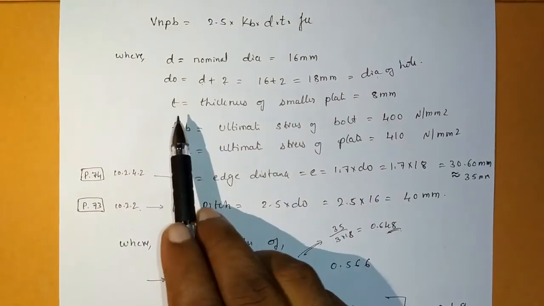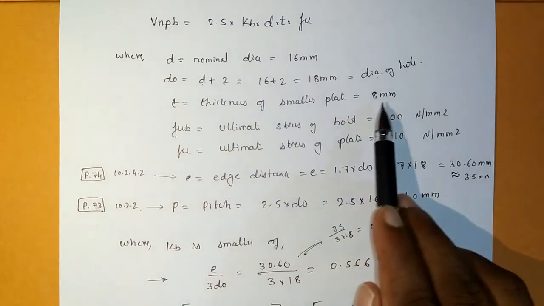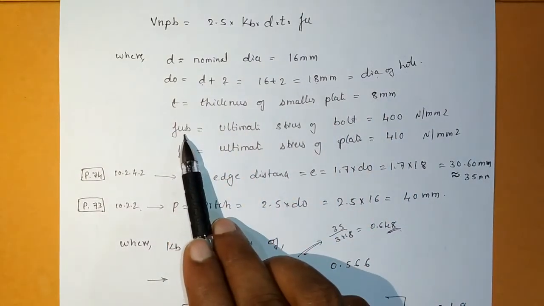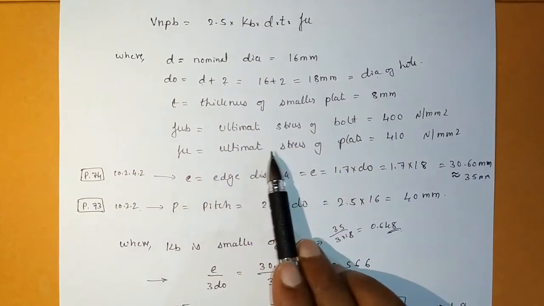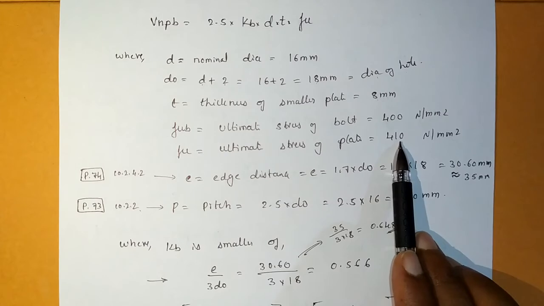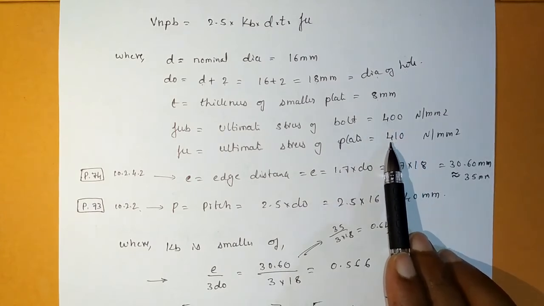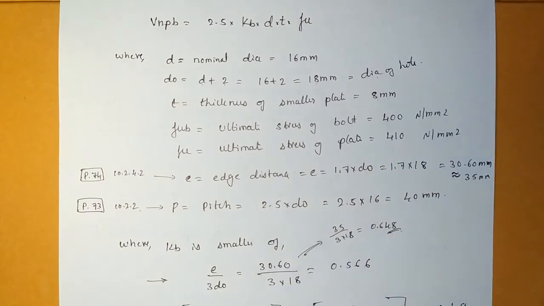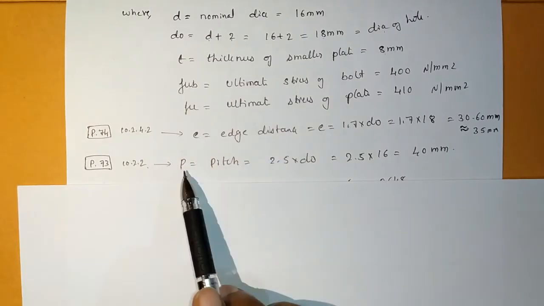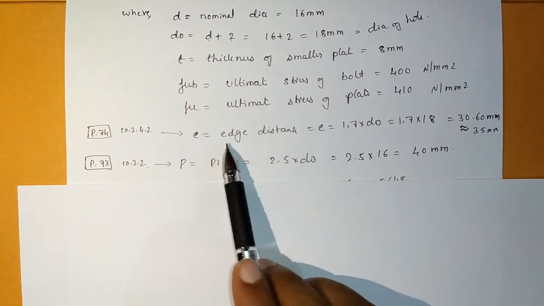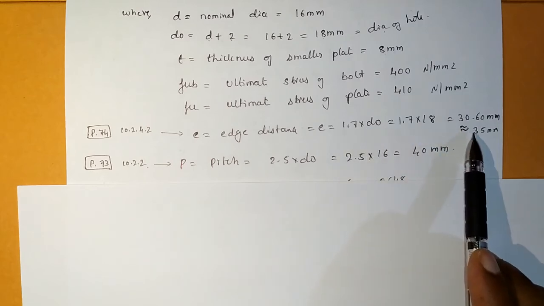Next, we have to choose the thickness of plate, thickness of smaller plate or angle, that is 8 millimeter. Next, fub, ultimate stress of bolt, that is 400. fu, ultimate stress of plate, that is 410 Newton per millimeter square. If it is not given, for bolt we have to choose 400 value, for plate we have to choose 410 Newton per millimeter square. Next, we have to calculate e, edge distance, and p, pitch. To calculate e, edge distance, we have to use this formula 1.7 into d naught. This is the final value, 30 millimeter.